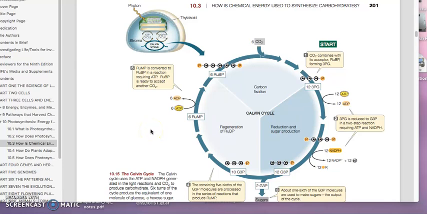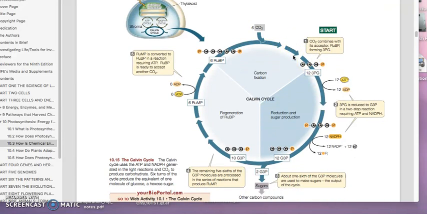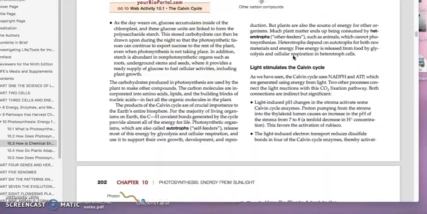We will now look at the Calvin cycle. Remember that ATP and NADPH are made in the light reactions so that they can go to the Calvin cycle, which is the process of fixing carbon into sugars. All right, so let's look at the Calvin cycle.